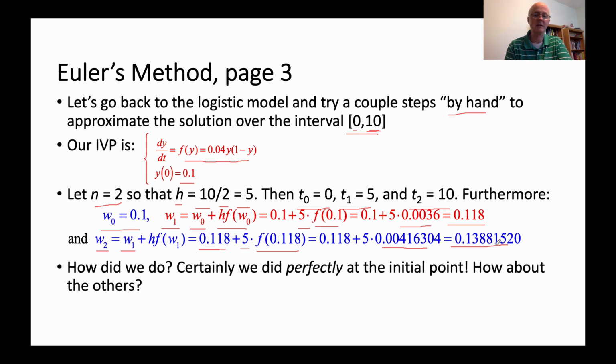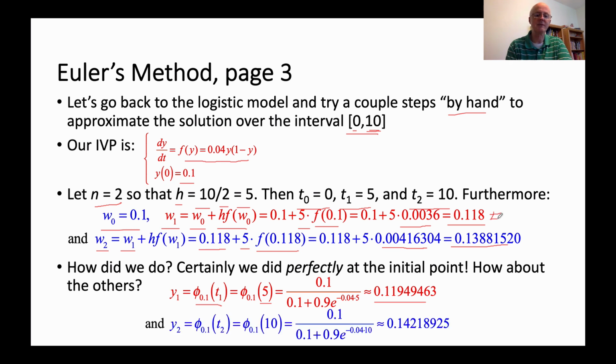Well, again, we certainly did perfectly at the initial point. How about the others? If you plug t1 equals 5 into the phi function, the solution, you get this. That matches this one fairly closely. If you plug t2 equals 10 into the phi function, you get this. Also pretty close. Okay, so we're not doing too bad here.